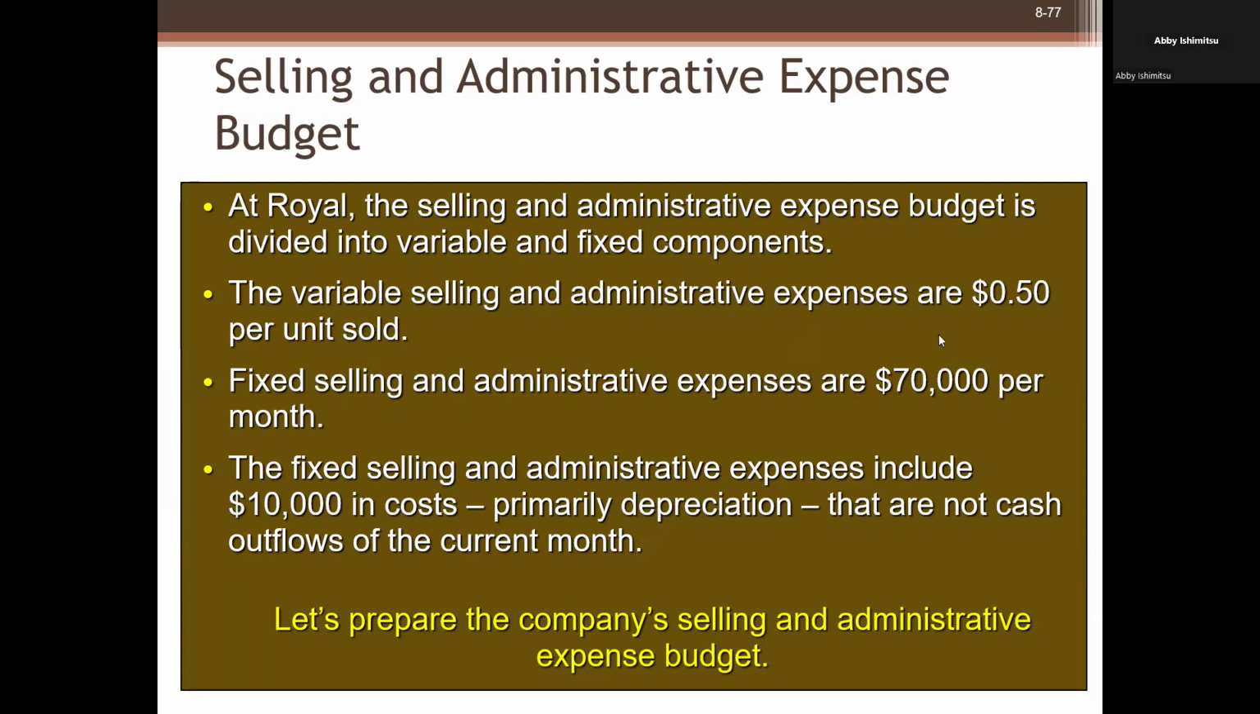Fixed selling and administration, there are 70,000 a month. So they're just giving you big dollars here. We're not getting into the operating expenses of training or depreciation expense. They're just giving you the totals. And then they say the fixed selling and administrative expenses include 10,000 that are primarily depreciation, that are non-cash. Again, we're going to use that at the bottom of the schedule, because we want to use that later for the cash budget.